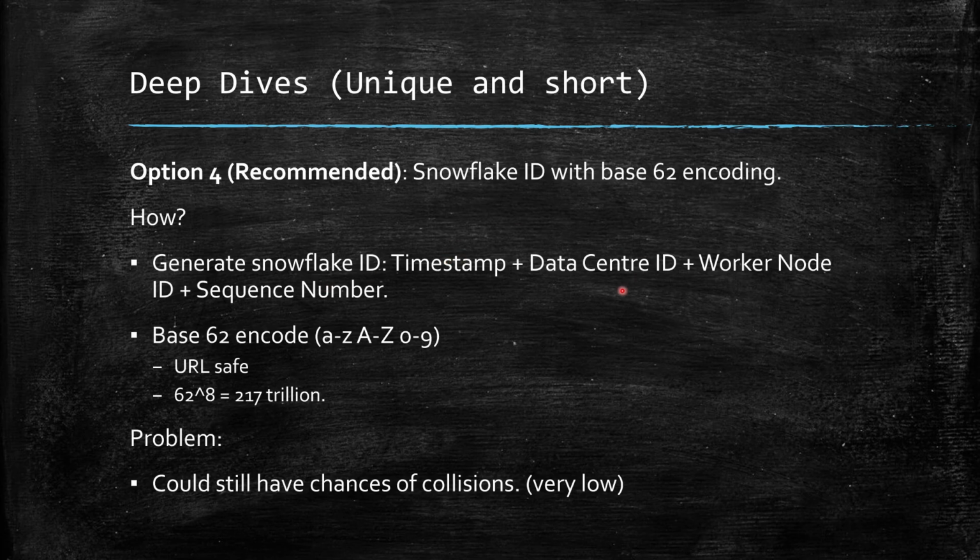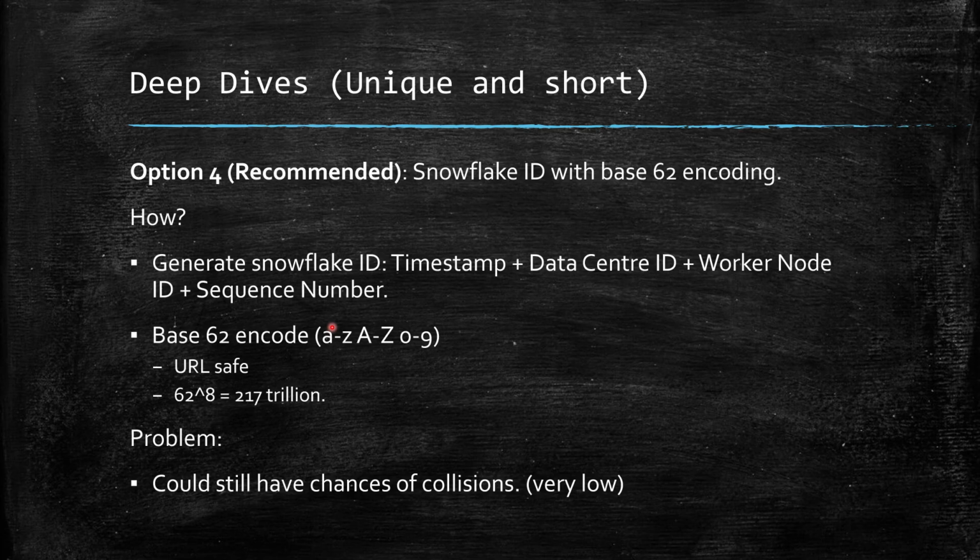You have to ensure that things like data center ID and worker node ID are unique for each machine across data centers. This would eventually generate a very long code, and that long code is not sufficient for us. So in order to compress that long code into a shorter code, what we are doing is Base62 encoding. The reason we are doing Base62 encoding instead of Base64 encoding is because Base64 can have special characters as well, and Base64 will be longer as compared to Base62 encoding.